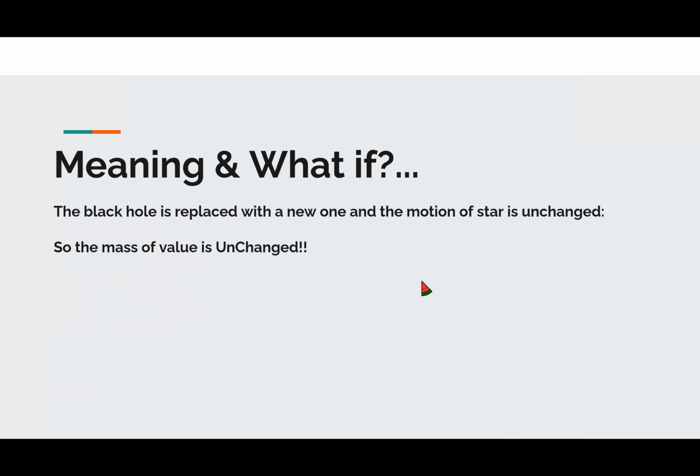If the black hole is replaced with a new one and the motion of the star is unchanged, the mass of the black hole is unchanged, because we only have one gravitational force between the black hole and the star. If the motion of the star doesn't change, the gravitational force will not change. And since the mass of the star is not changed, the black hole mass stays the same. Otherwise, the motion of the star would have to change.